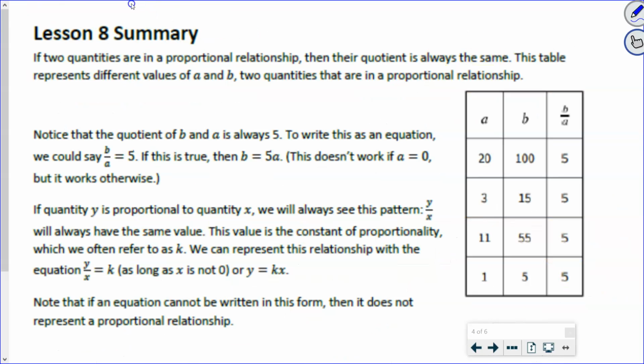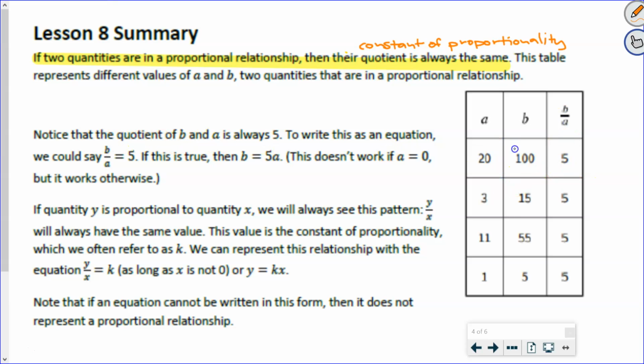We are ready for our summary. If two quantities are in a proportional relationship, then their quotient is always the same. And their quotient is always the same because that is the constant of proportionality. This table represents different values of A and B, two quantities that are in a proportional relationship. Notice that the quotient of B and A is always 5.